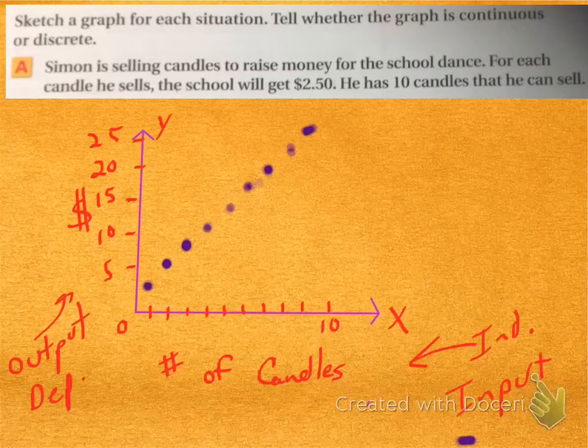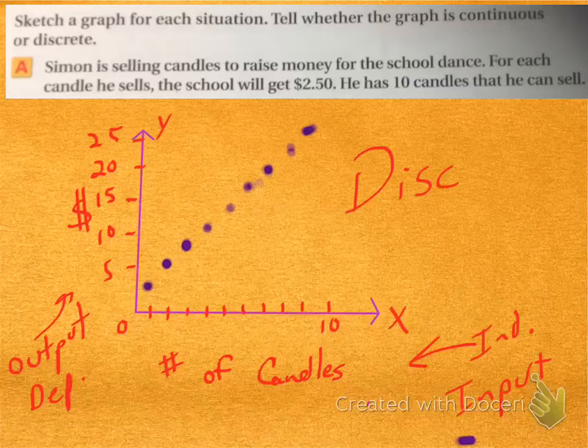Now he can't sell 1.5 candles. He's not going to walk up to some dude and say, hey, you want a candle? Here's half of one, and cut it in half and give it to him. That wouldn't make sense. The guy might be kind of upset that he cut his candle. So here we have a discrete graph. So this is discrete. And the reason why is because it doesn't include all these numbers in between the points, because you can't have half a candle or 3/4 of a candle or anything like that. You only can buy one candle at a time. Let's go on to the next one.